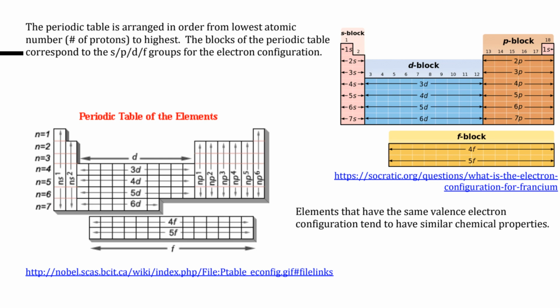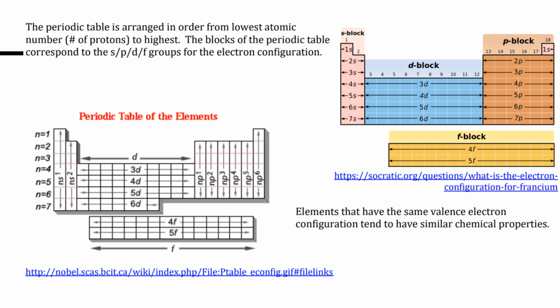Let's look at the 4s2 block. If we are counting 1, 2, and we're on that 4s2, that means there are 2 electrons in that particular block. So we went over electron configuration, so you should be able to remember that. Elements that have the same valence electron configuration tend to have similar chemical properties.